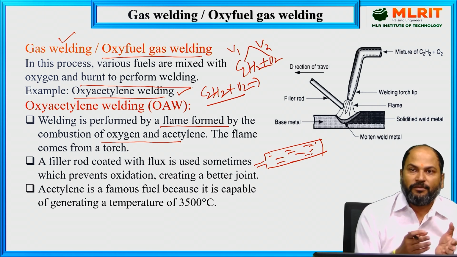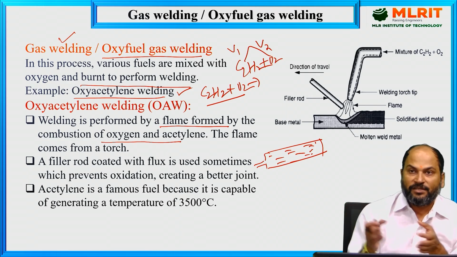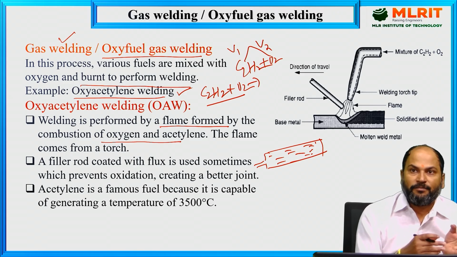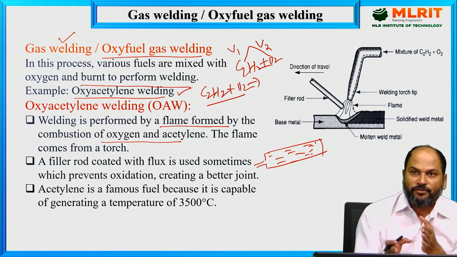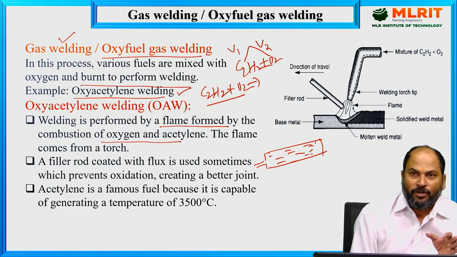Different volumes may be there. Maybe acetylene is more, oxygen is less. Maybe both are the same. Maybe oxygen is more, acetylene is less. Depending upon that, different flames are being generated, and those flames or the volume change is used for welding of different materials. So what is the source here?